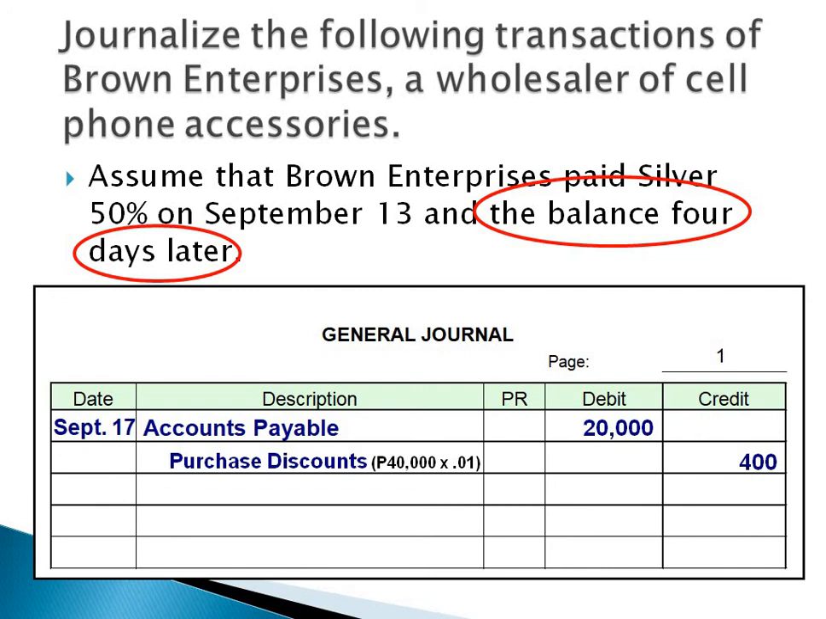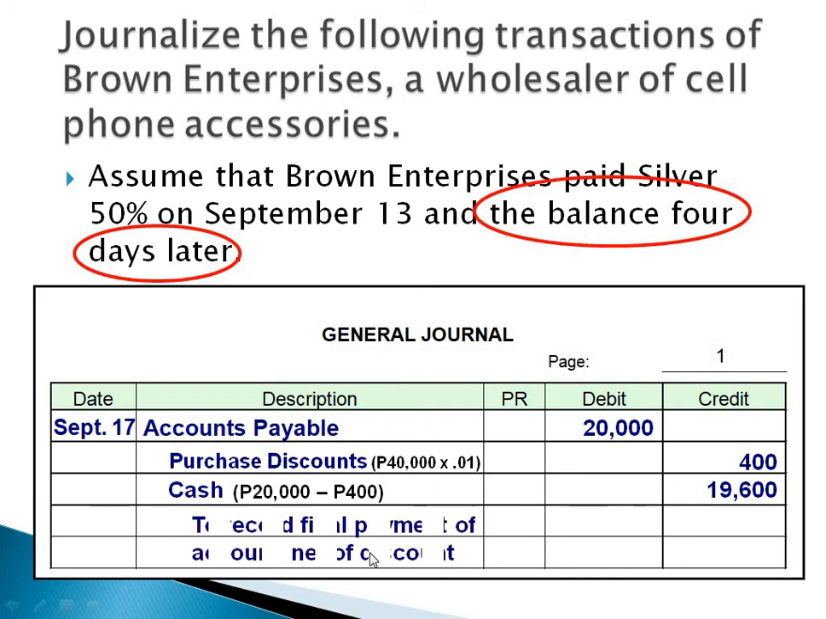Going back now to our journal entry, what must be the other credit here? Cash, of course. But how much? 20,000 minus 400 equals 19,600. So that the total amount of the debit is equal to that of the credit. And finally, the explanation. To record final payment of account, net of discount.